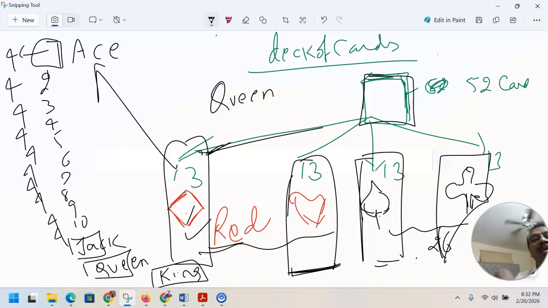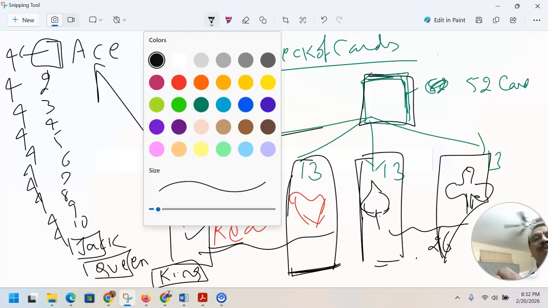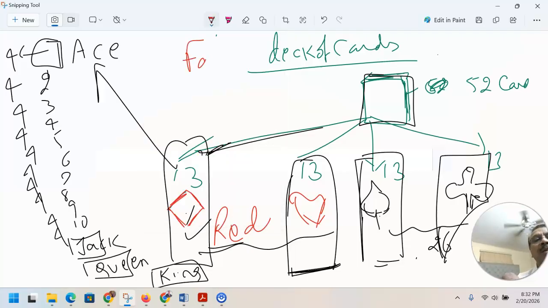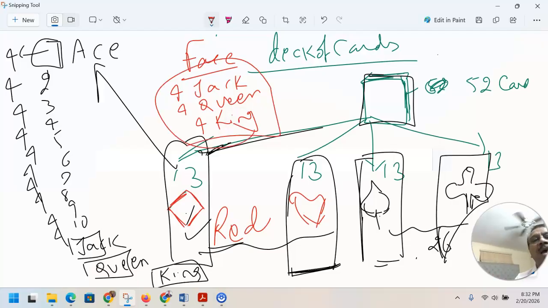And then one more thing you have to know is the meaning of a face card. So what is a face card? The face cards are the four jacks, the four queens, and the four kings. Okay, so these are the face cards.